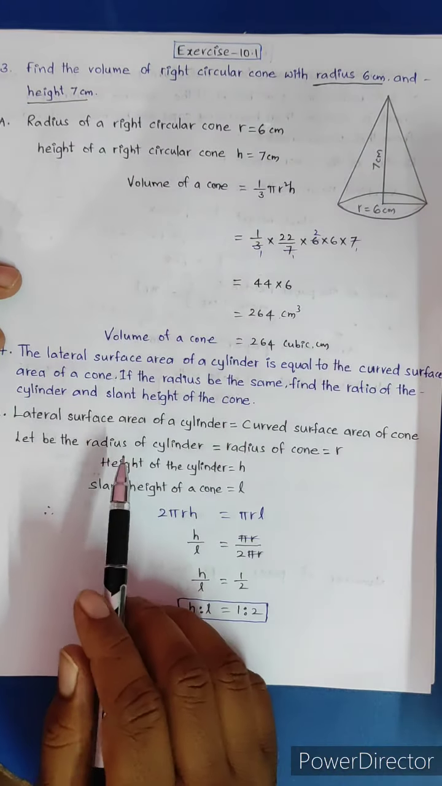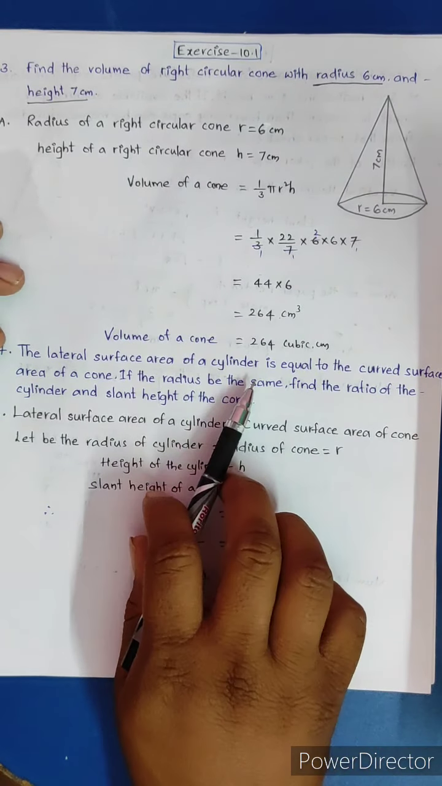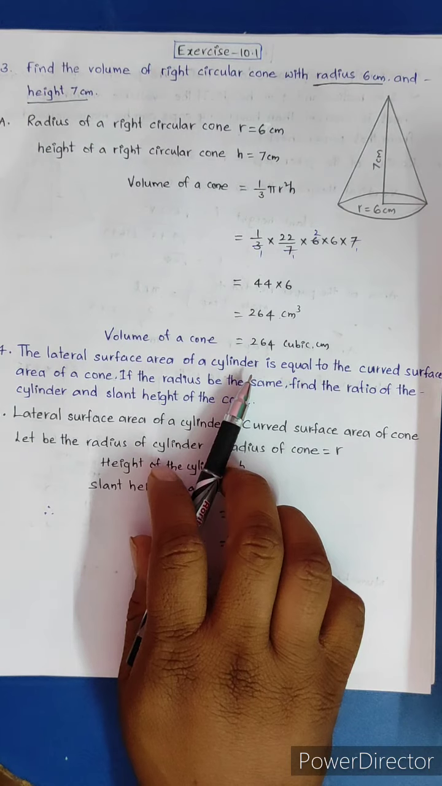That is the volume of this cone. Next, the lateral surface area of a cylinder.